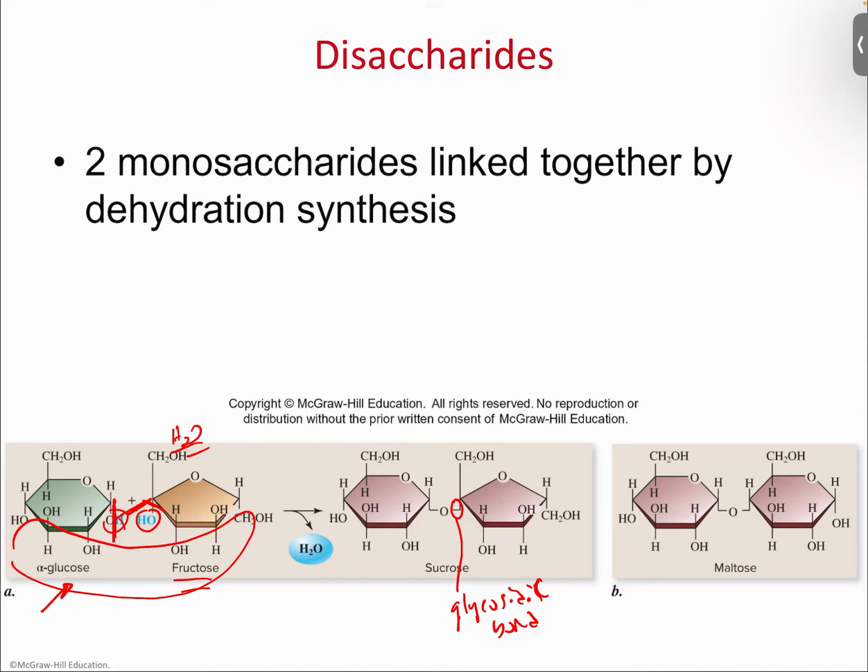Now, what happens if I don't do fructose? What happens if I do two glucoses instead? The process is exactly the same. The enzyme is different, but the process is the same in the sense that you're still going to be cutting those bonds, forming a water, and then reuniting the two monomers together. In the case of a glucose and a glucose, that's going to give you maltose.